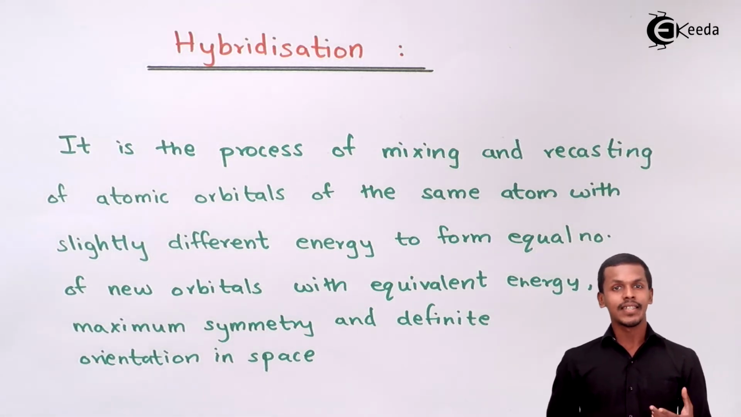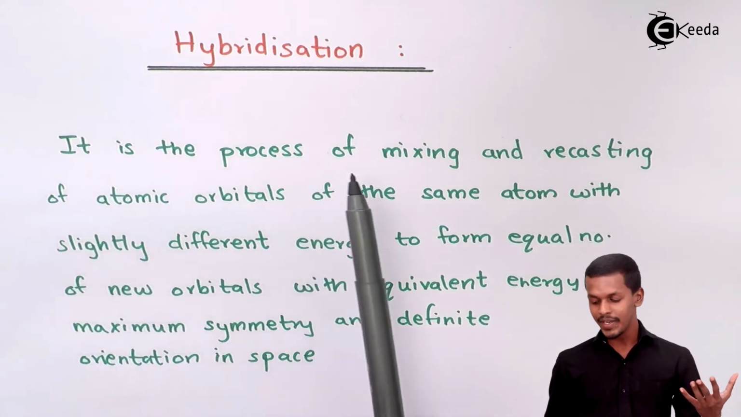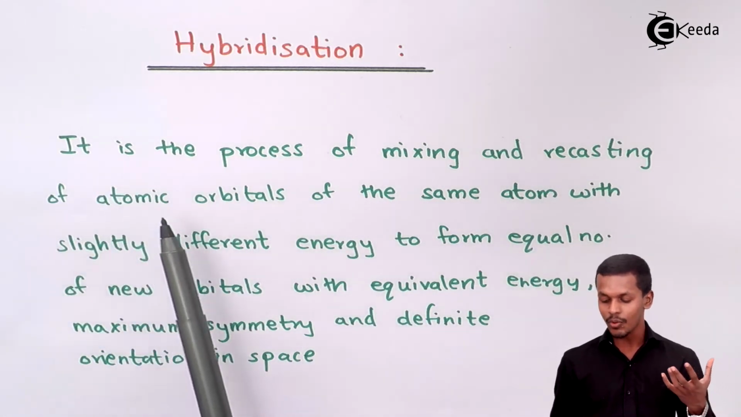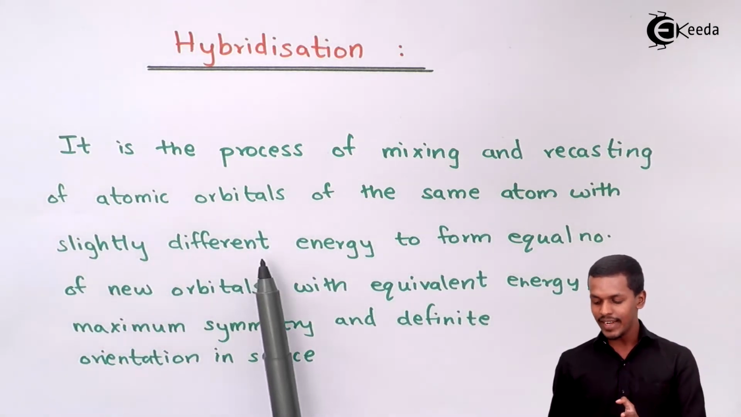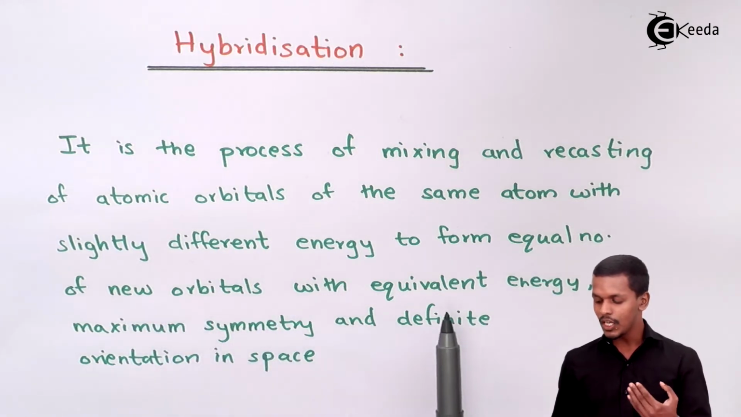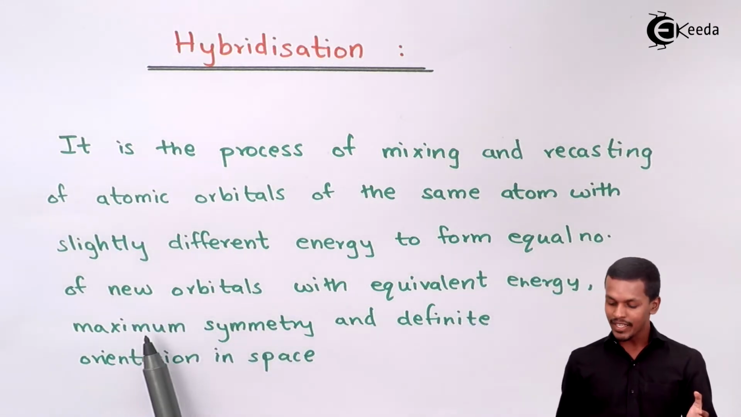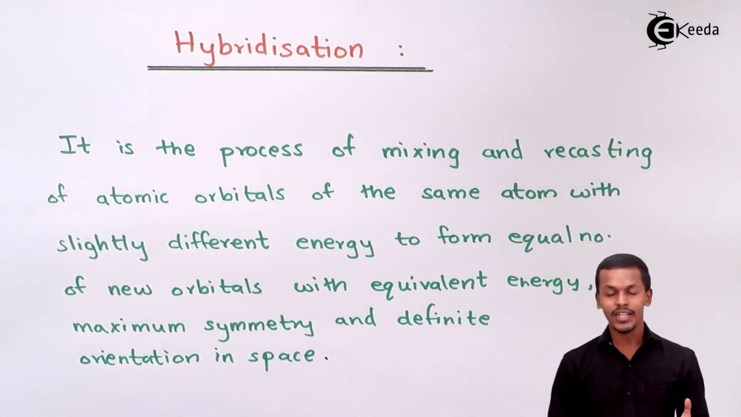So first of all, let us understand the definition of it. According to the definition, it is the process of mixing and recasting of atomic orbitals of the same atom with slightly different energy to form an equal number of new orbitals with equivalent energy and maximum symmetry as well as definite orientation in space. This is what hybridization is.